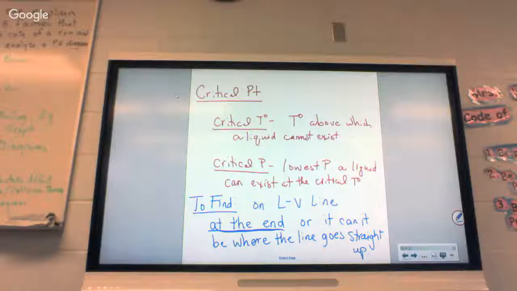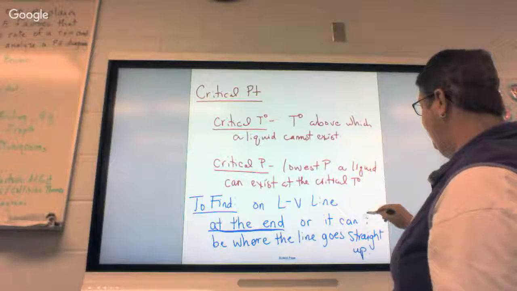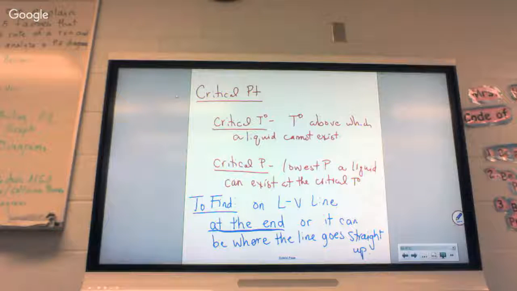Remember that if. Or it can be where the line goes straight up. It's a little curve, and typically when it curves differently, a lot of times they'll draw a dotted line to show where it's going straight up. So it indicates it stops curving and it goes straight up. But again, it's still where it stops curving. It's still the end of what it's curving.